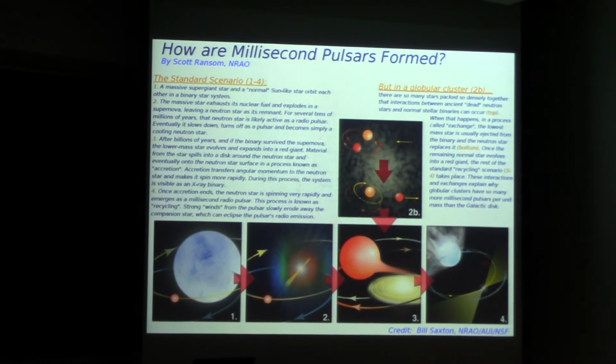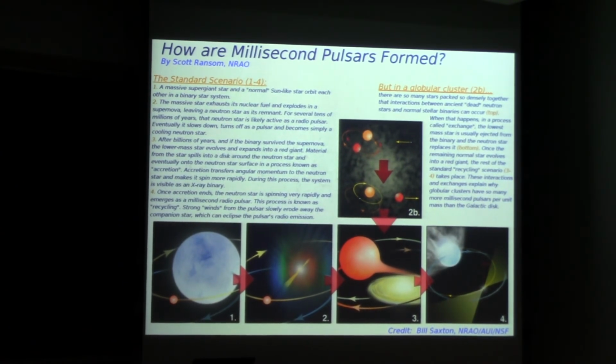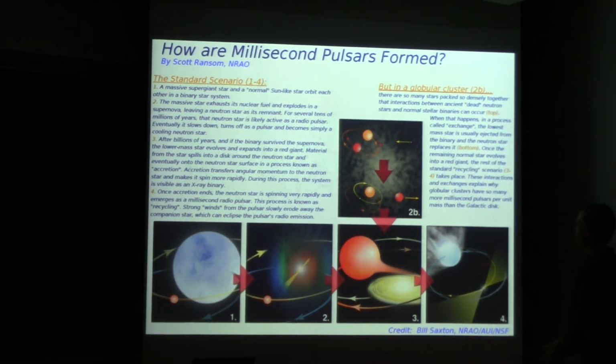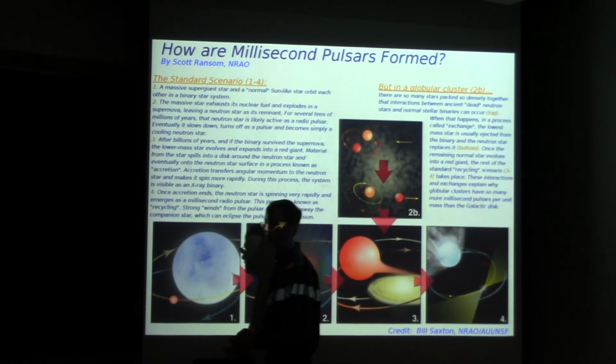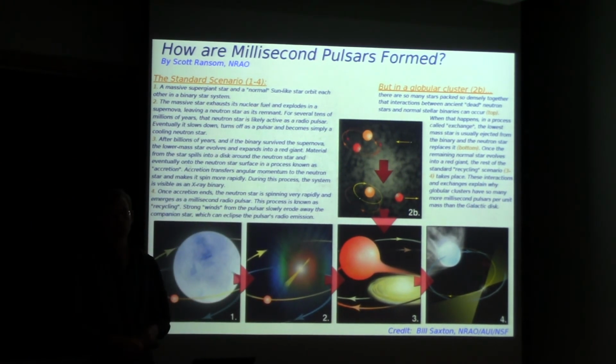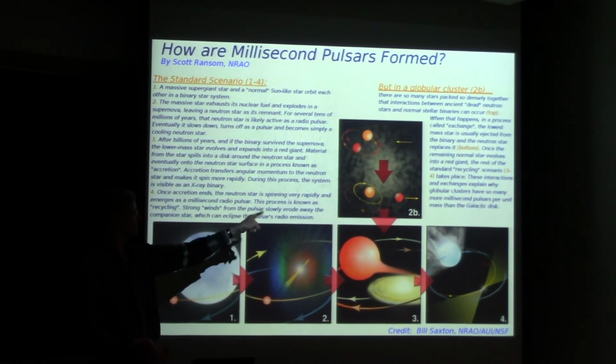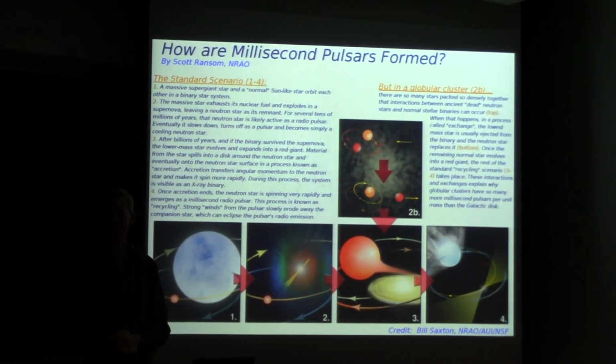Once the remaining normal star evolves into a red giant, the rest of the standard recycling scenario takes place. These interactions and exchanges explain why globular clusters have so many more millisecond pulsars per unit of mass than the galactic disk. Millisecond pulsars are particularly common in globular clusters, more so than you would expect from the number of binaries you would think would be there, and this scenario gives an explanation for that. So millisecond pulsars are old neutron stars that got spun up by transfer of mass from a companion, is what it comes down to. Yes?